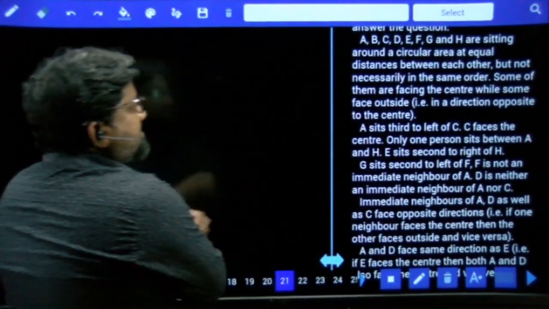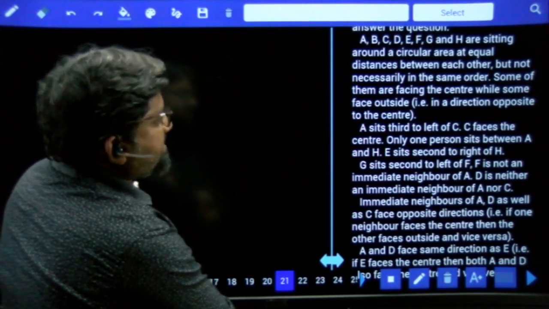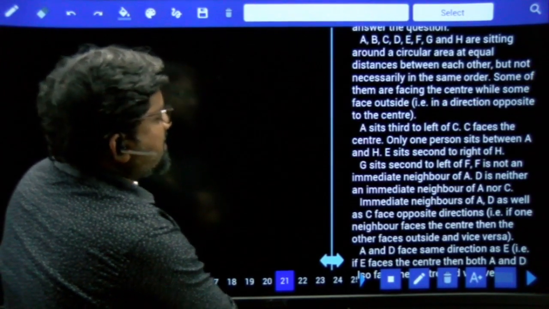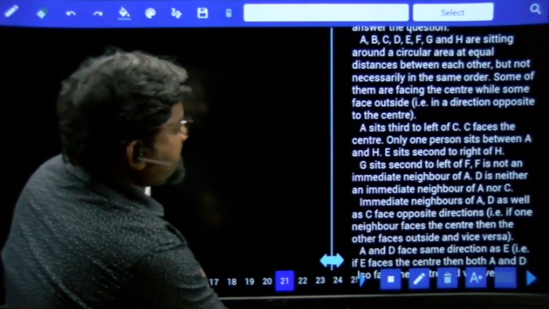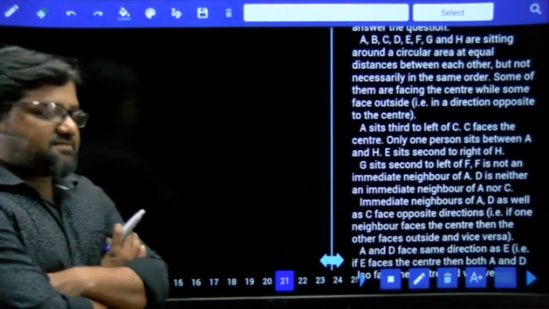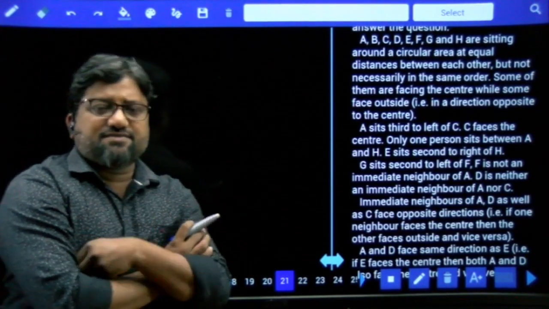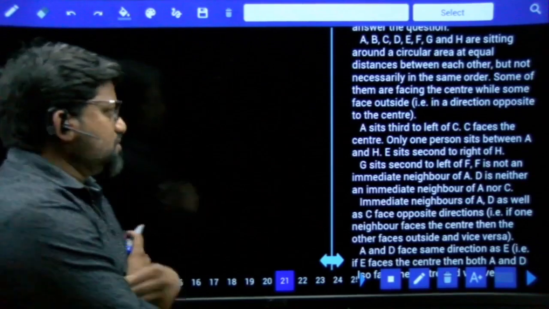A, B, C, D, E, F, G, H are sitting around a circular area at equal distance between each other but not necessarily in the same order. Some of them are facing the center while some of them are facing outside. I see a question which says some of them are facing inside and some of them are facing outside. So always start with the clue whose direction is known to us.